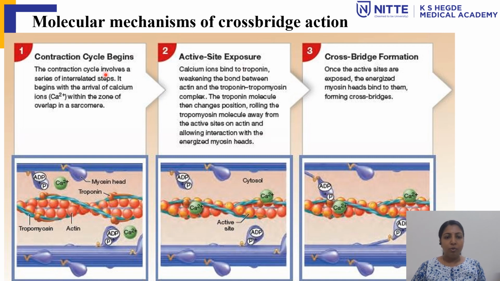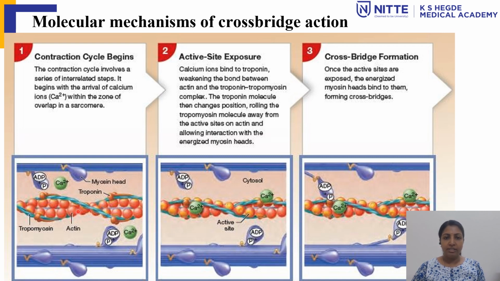Okay, so here what you can see is the contraction cycle begins with the arrival of calcium. When the sarcoplasmic reticulum releases calcium, what happens? Calcium will come and bind to the actin filament, on which you have the troponin. We have troponin C, remember. Calcium binds to troponin C and produces a structural change which pulls the tropomyosin away from its site on the actin.